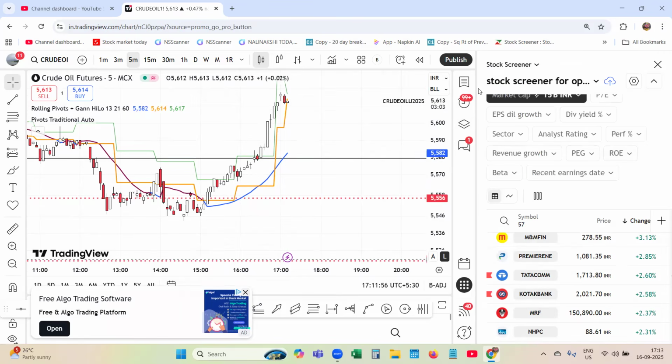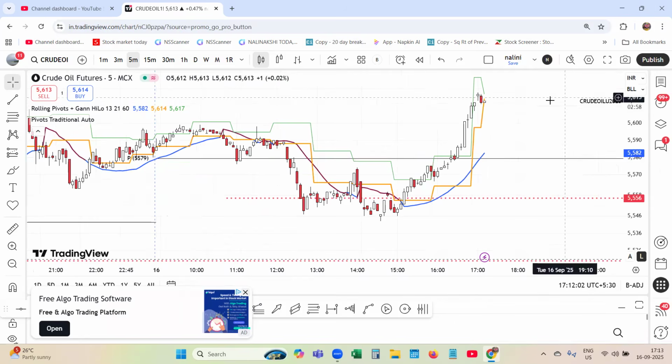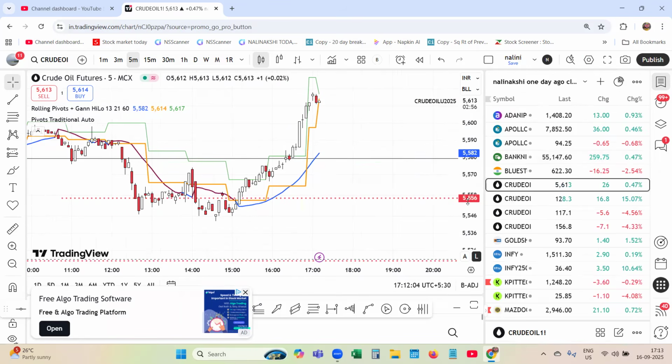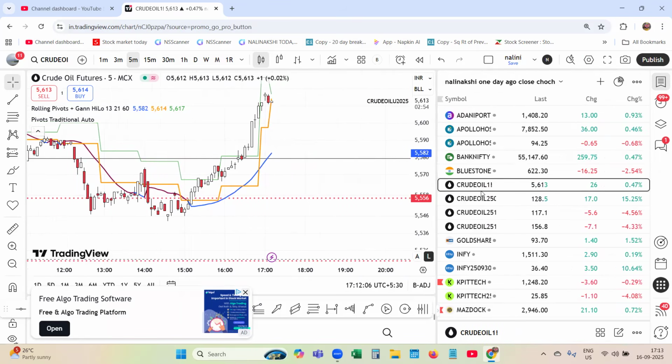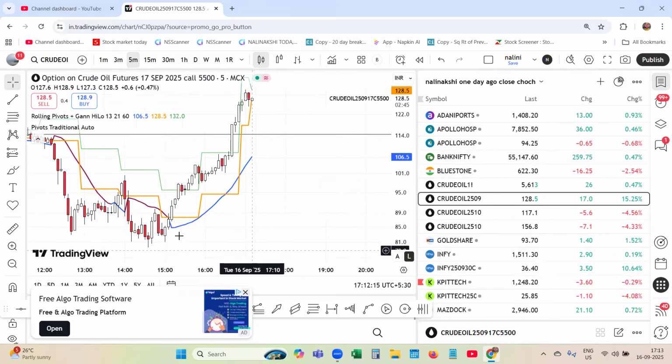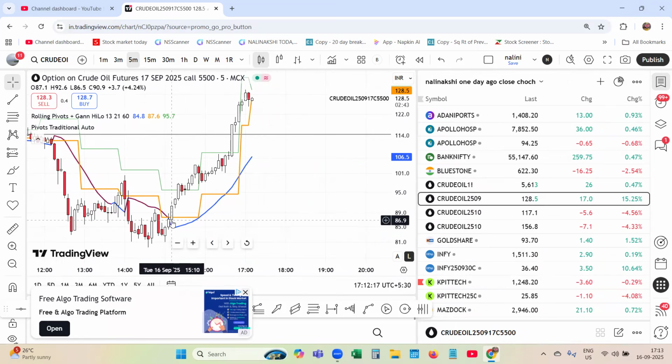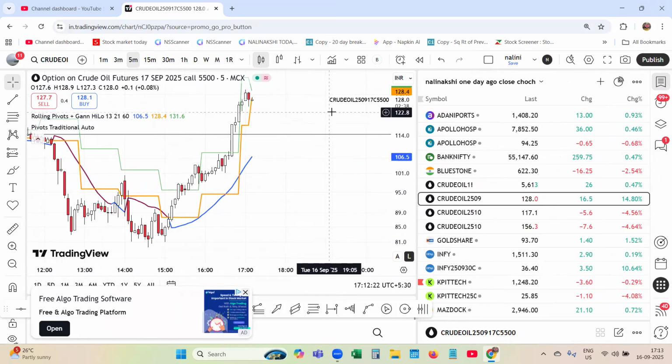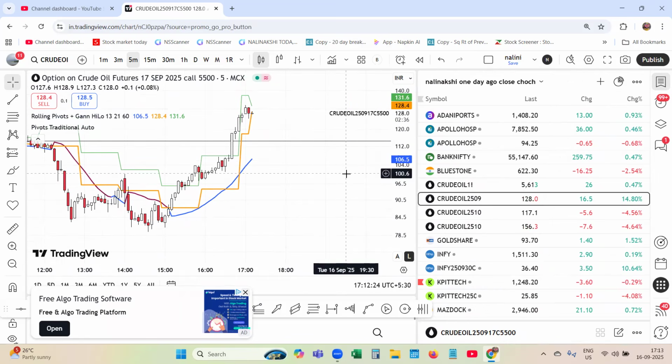Suppose you would have, let me take out the screener, and the call option. You can trade in the crude oil call option also. That is the beauty. You are getting the call option on TradingView too. See, if you would have entered around 3:10 p.m. at around 86 rupees, it has run up to 128 rupees. 86 means 14 plus 28.